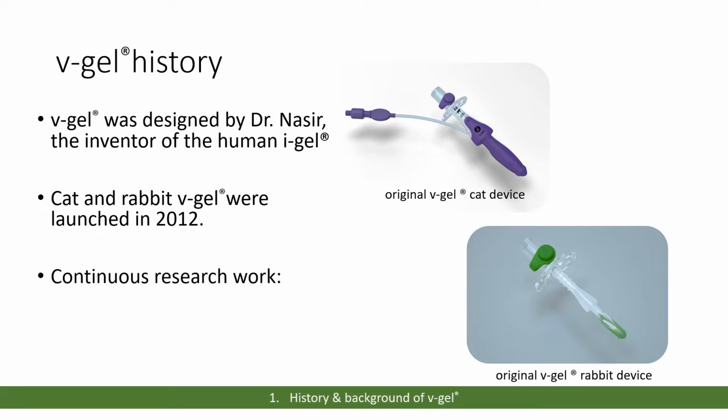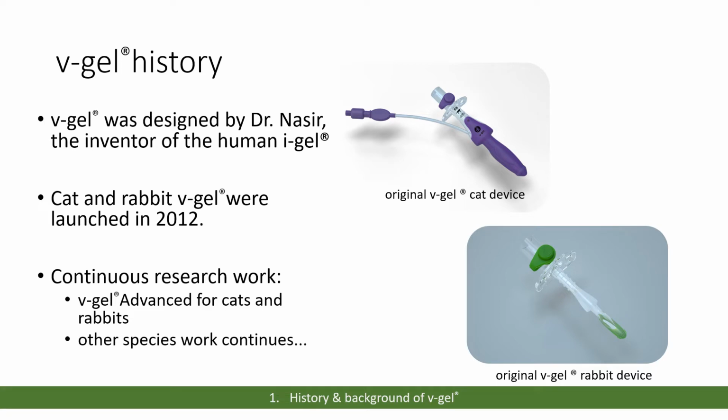There's continuous research work going on in the background with the VGel devices, and that's resulting in the VGel Advanced devices for both cats and rabbits, and also other work in other species to develop supraglottic airway devices for a variety of veterinary species.